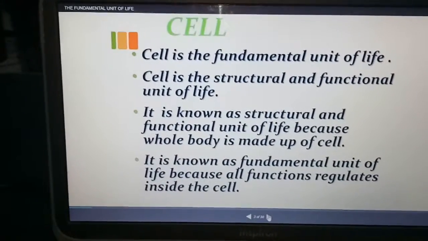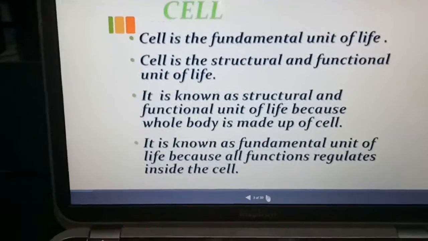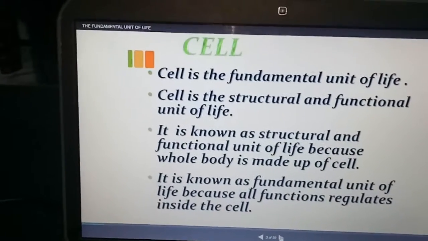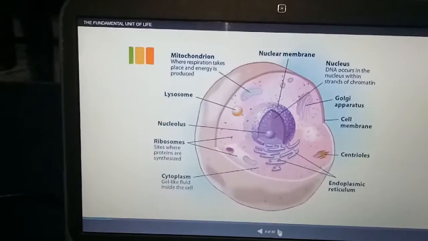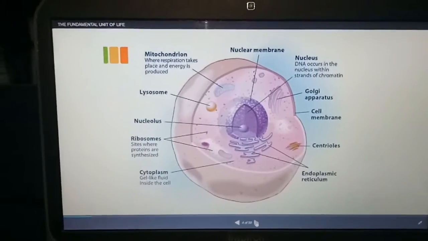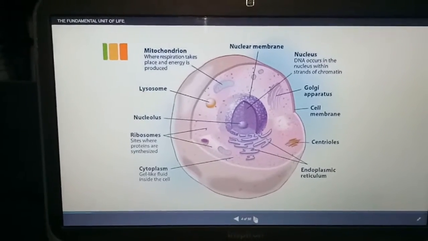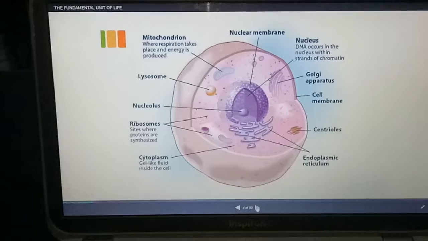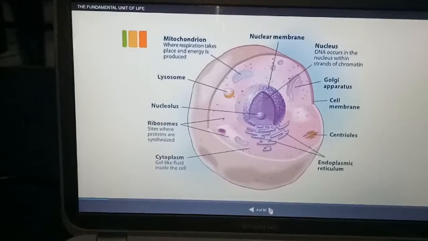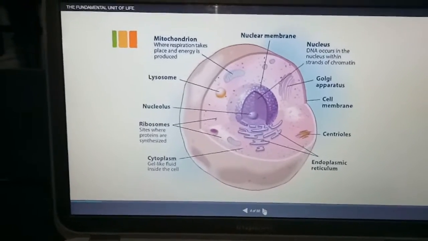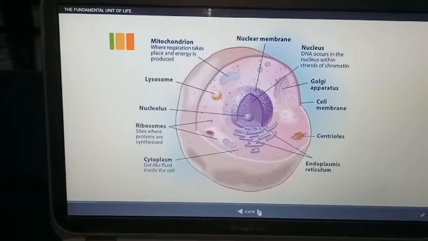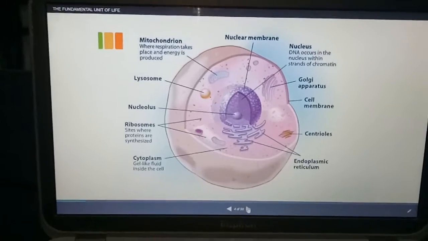The function of a particular cell is performed in a particular living organism. Every living organism has cells. It is the structural and basic unit of life. This is the structure of a cell, and you can see in the diagram that the cell has the outermost layer, the cell membrane, cytoplasm, ribosomes, nucleus, mitochondria, Golgi apparatus, centrioles and endoplasmic reticulum. This is the structure of the cell.